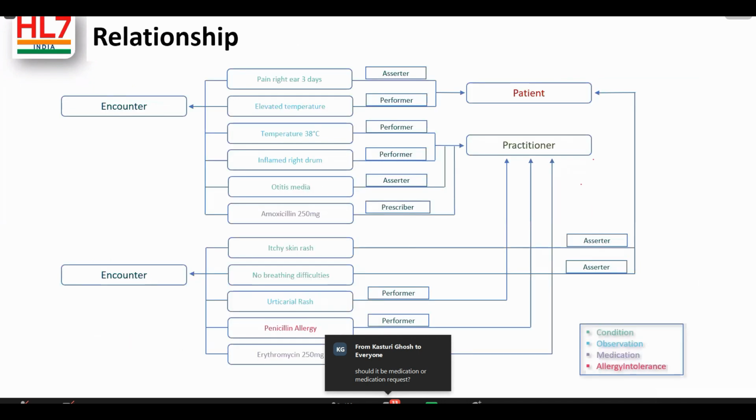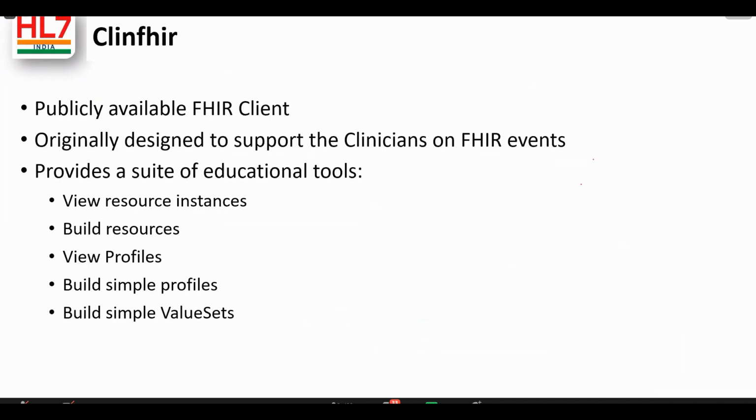Okay. And this is about relationships that we can cover later, but this is more about looking at the encounter resource and just seeing how does it go, right? This is the first encounter. This is the second encounter. There is a patient and there is a practitioner, there is an asserter. So those kind of things, but for now, let's leave it. Okay.